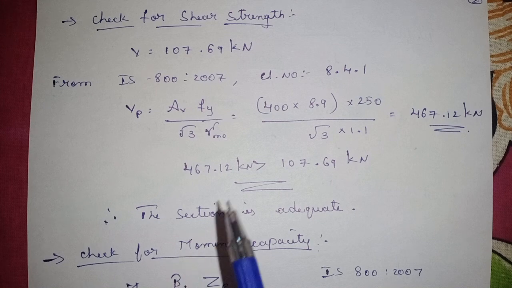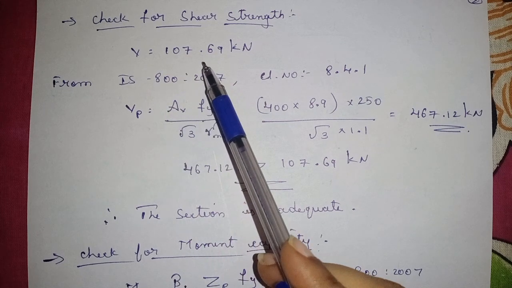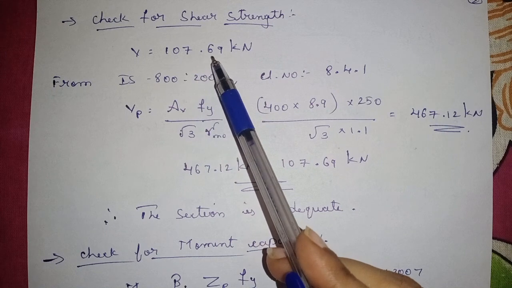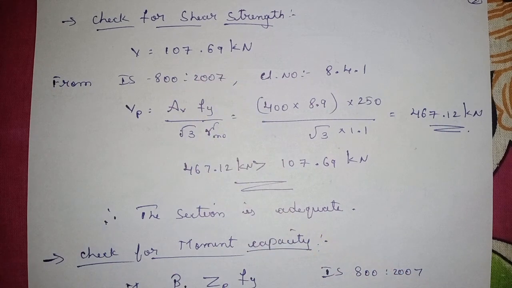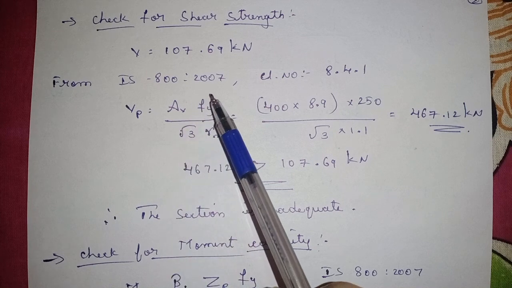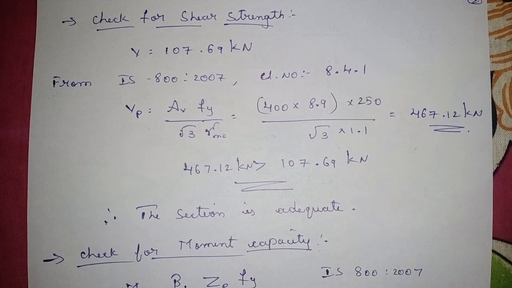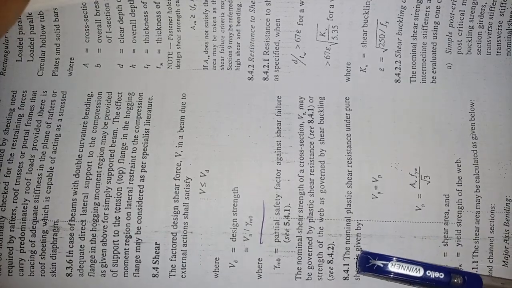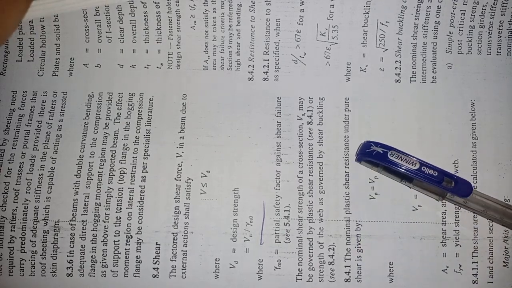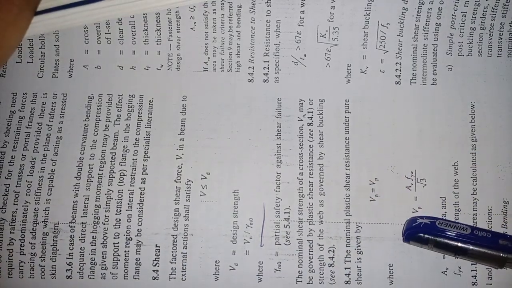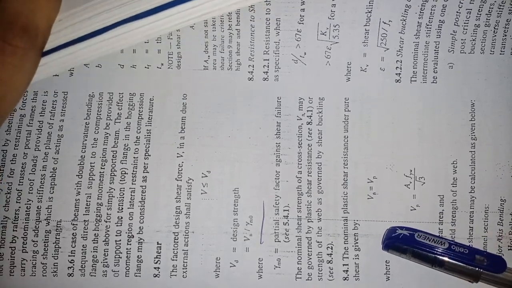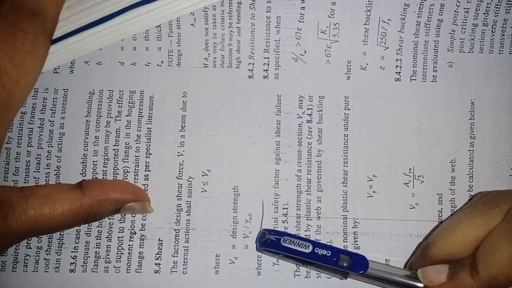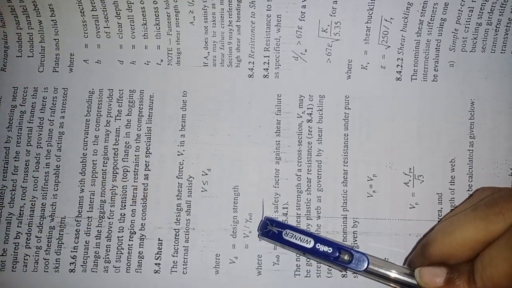Whatever we've got in the shear, we have already calculated the shear force coming on it: 107.69. This is applied. We don't know how much it can resist. How to calculate the resisting shear force? That formula you will get in IS 800 clause number 8.4.1. Nominal plastic shear resistance, shear check. So Vd is equal to Vn divided by gamma m naught, the partial safety factor.